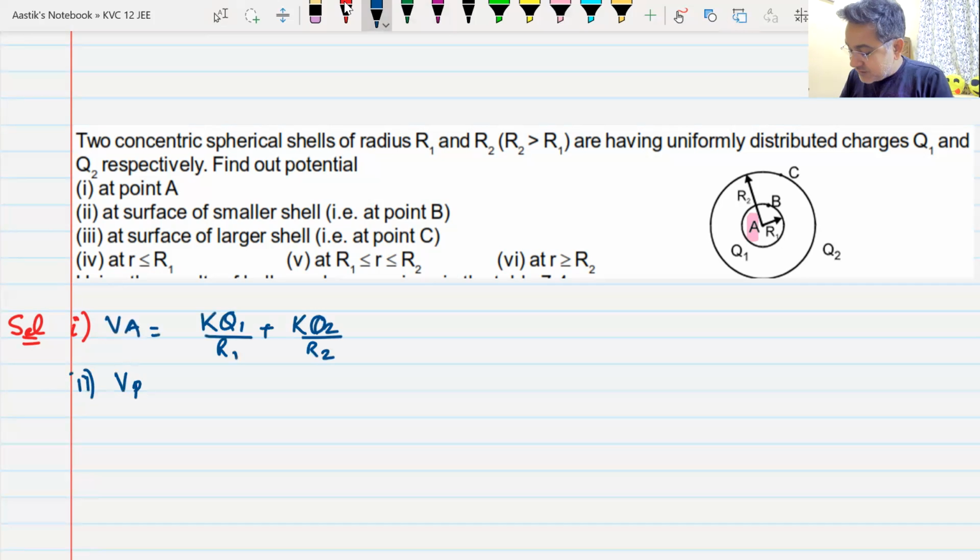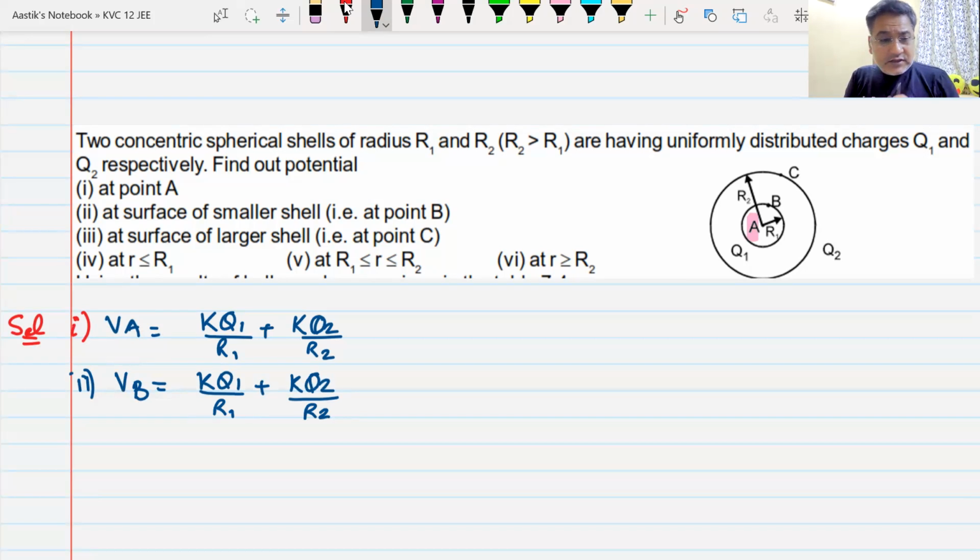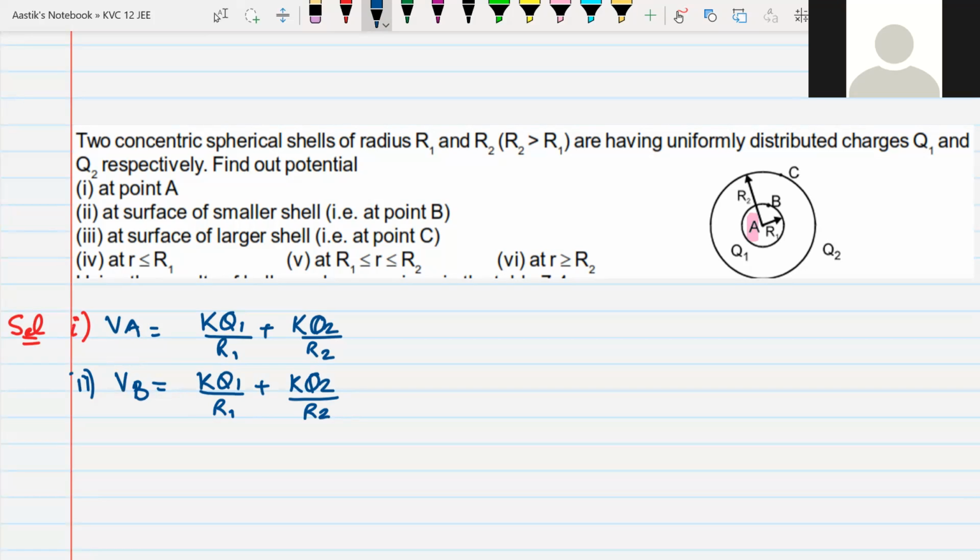Potential at point B. Point B comes on the surface of the first shell, but still inside the second one. So it becomes KQ1 by R1 plus KQ2 by R2. As you can see, point A and point B are at the same potential. It doesn't matter how many shells you put, potential of any point inside remains the same. Do we understand this? Yes or no?